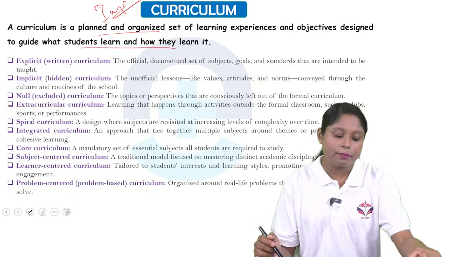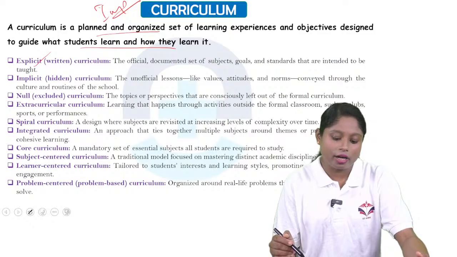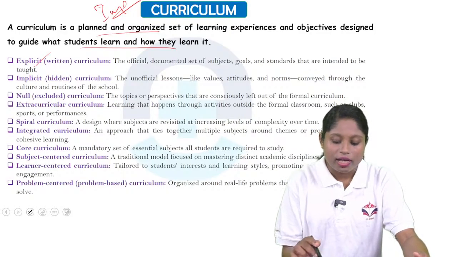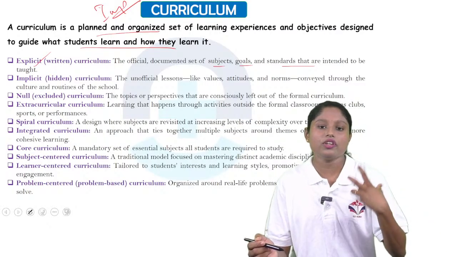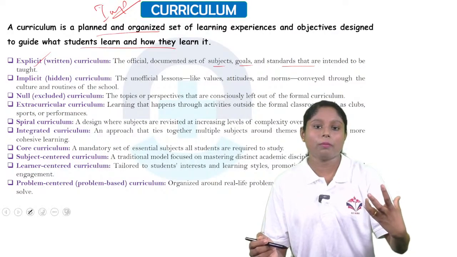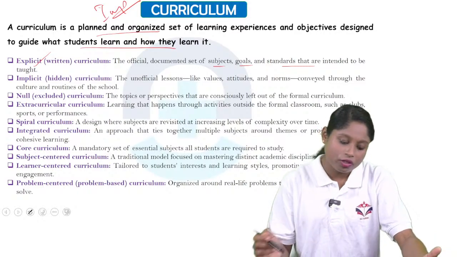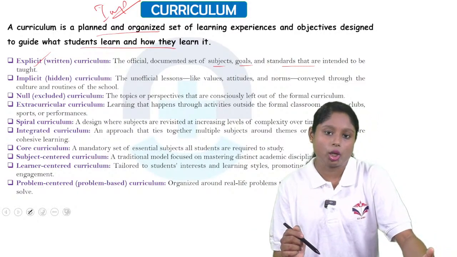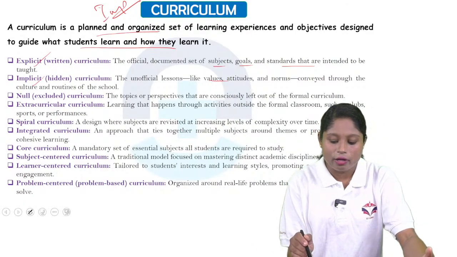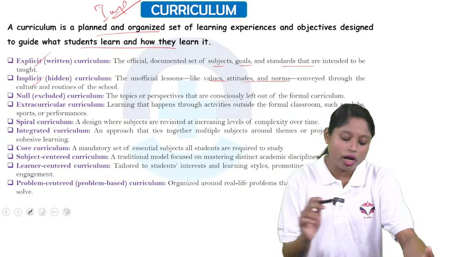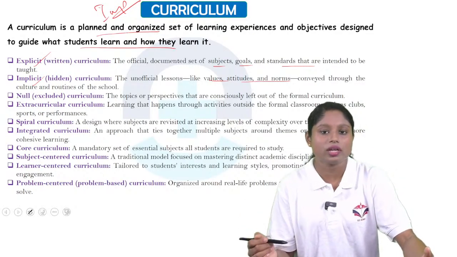Clear? So we'll see the types. So types of curriculum. Mainly explicit or written curriculum. It is the official document, the set of subjects, goals and standards that are intended to be taught. So it is an official format where the curriculum planner plans what the students need to study and what the teacher needs to teach. So that is explicit or written curriculum. Next is implicit or hidden curriculum. So the unofficial lessons like values, attitudes and norms conveyed through the culture and routines of school.